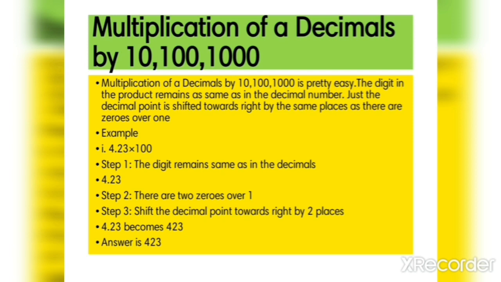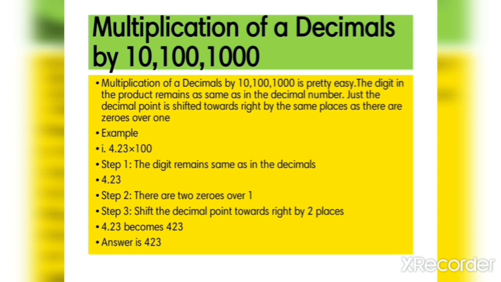And the third point in multiplication of decimals is multiplication of decimal by 10, 100 and 1000. Multiplication of decimal by 10, 100 and 1000 is quite easy. The digits in the product remain the same as in the decimal number. Just the decimal point is shifted towards the right by the same number of places as there are zeros after 1. Here we have one example, 4.23 into 100.